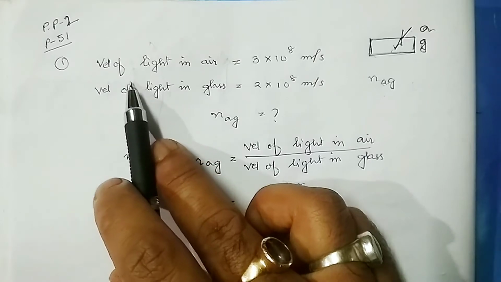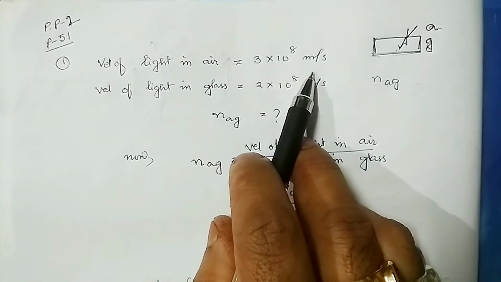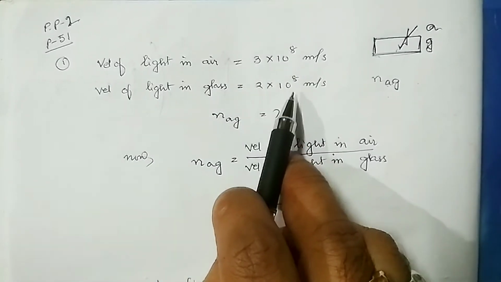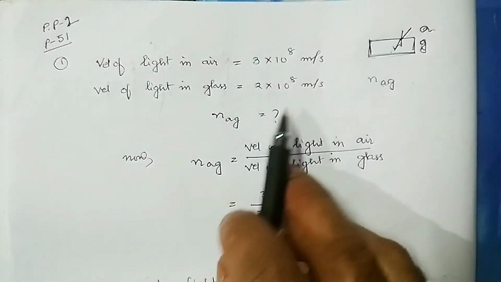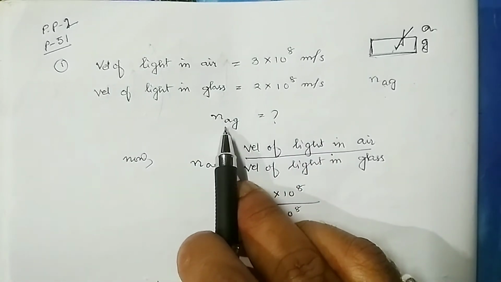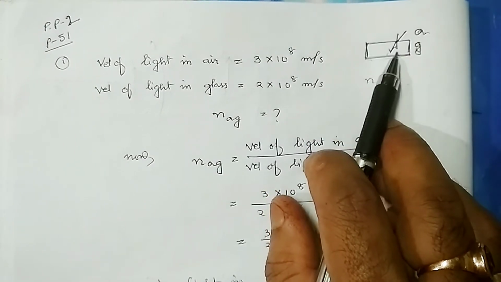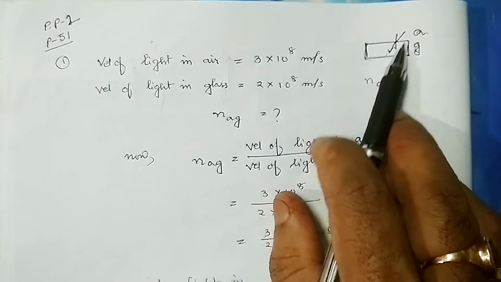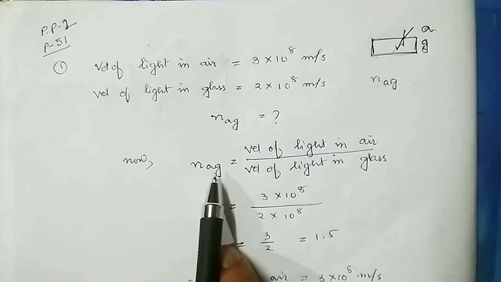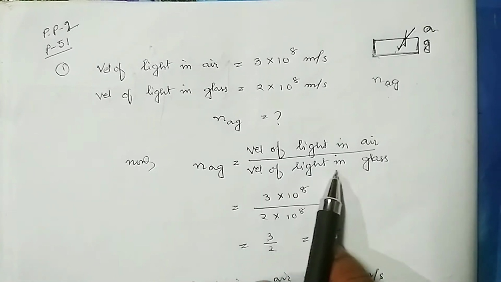As given in the question, velocity of light in air is 3 into 10 to the power 8 meters per second, and velocity of light in glass is 2 into 10 to the power 8 meters per second. We have to find the refractive index of glass with respect to air. Here light is moving from air to glass, so we will say refractive index of glass with respect to air. We know the formula that refractive index of glass with respect to air is velocity of light in air by velocity of light in glass.